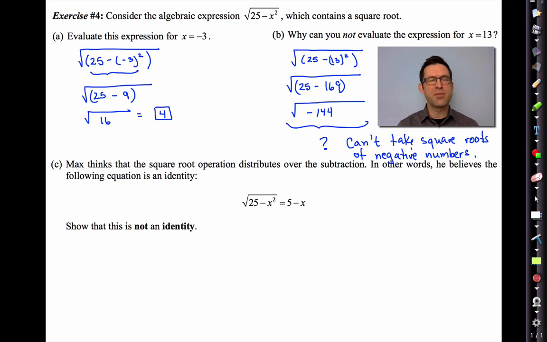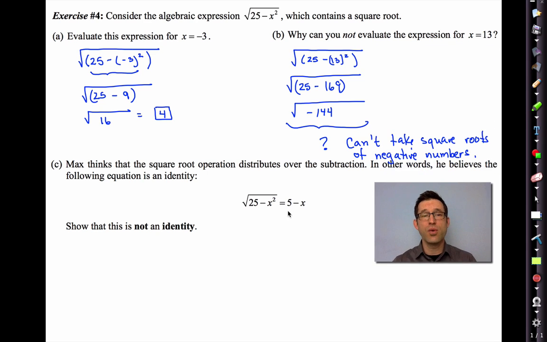All right, letter C. It's about time I brought one of my kids in. Max thinks the square root operation distributes over subtraction. In other words, he believes the following equation is an identity. The square root of 25 minus x squared is 5 minus x. That would make sense. You know, square root of 25 is 5. Square root of x squared is definitely x, so why not? Well, it says show that this is not an identity.